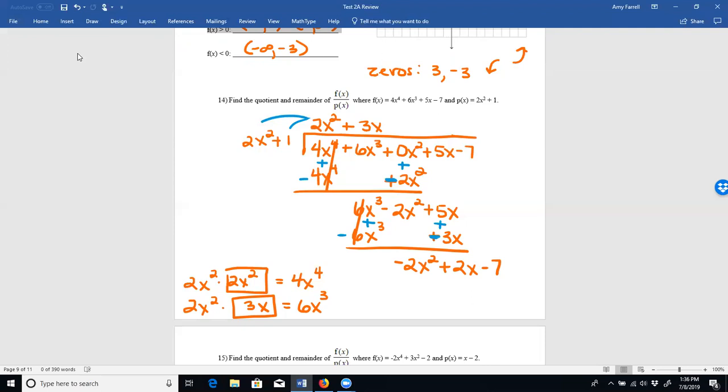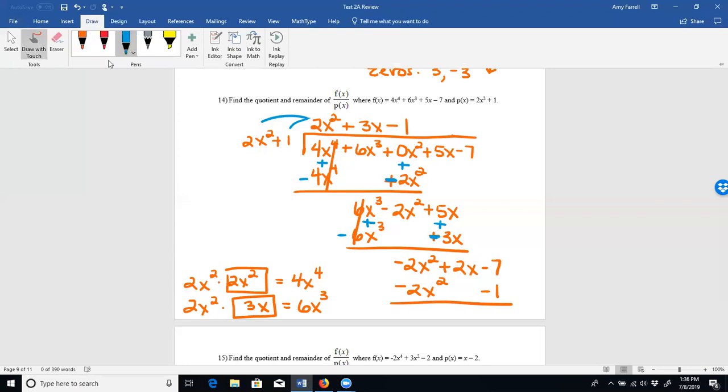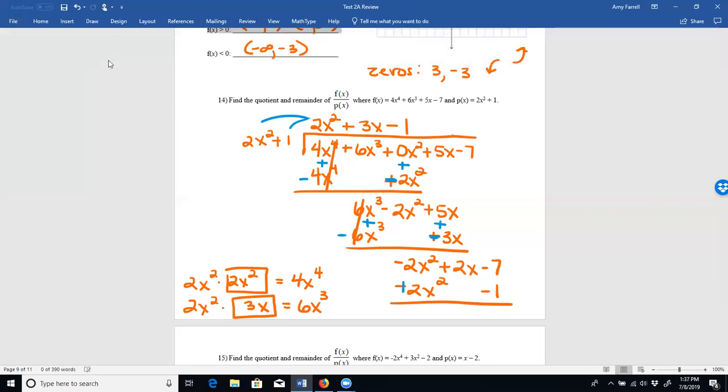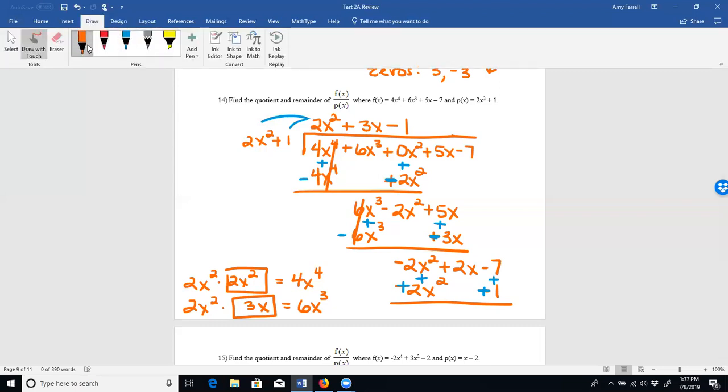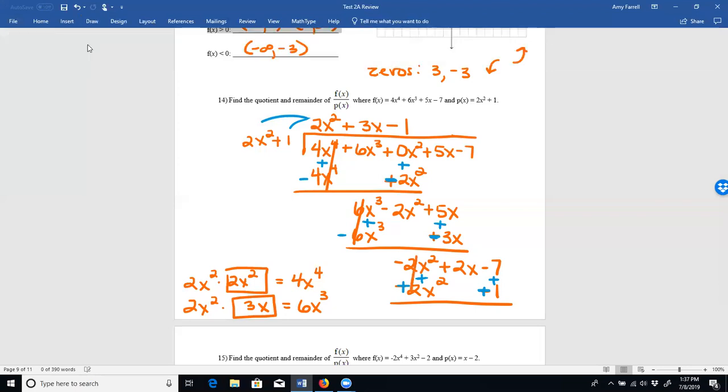Okay, one more time. What can I multiply 2x squared by to get negative 2x squared? It would be a negative 1. And then I'm going to get a negative 2x squared minus 1. If I change both signs, I can add down. So I'm going to change this to a plus, and I'm going to change this to a plus, and then I am able to add down. This is going to be my remainder. Negative 2x squared plus 2x squared, gone. 2x, negative 7 plus 1 is negative 6.